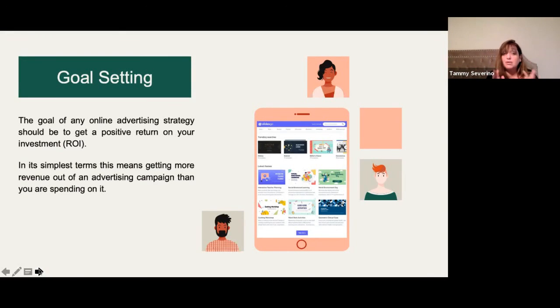And in its simplest terms, it means getting more revenue out of any given advertising campaign than you put into it, and seeing how much it costs to yield a customer. How many dollars did it take to yield a new customer? How many dollars did it take to yield 10, to yield 50, and so on.